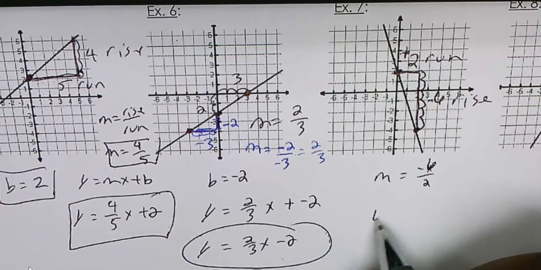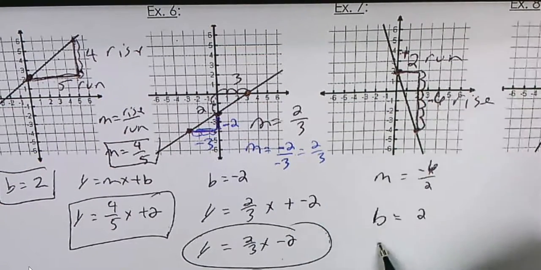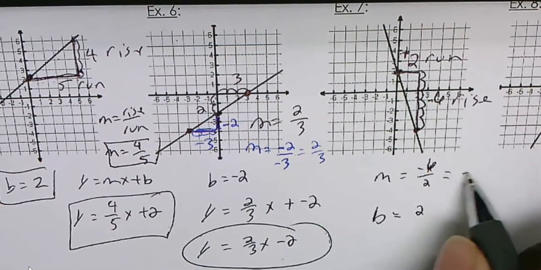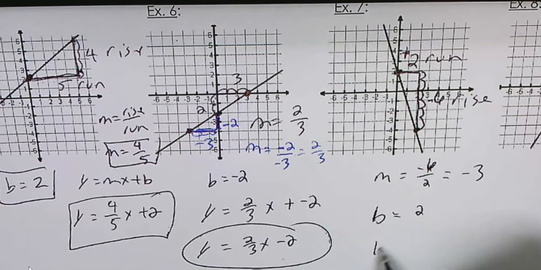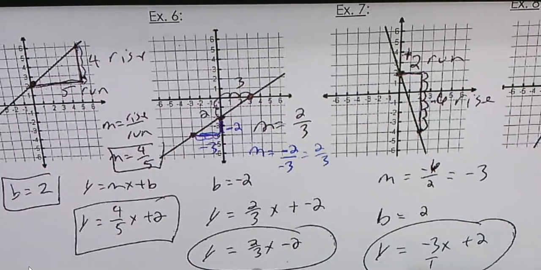My y-intercept, or b, would be 2. So the equation is negative 6 over 2 reduced to be negative 3. So the equation would be y equals negative 3x plus 2. You could call that negative 3 over 1, so you can always see it as a slope. Sometimes you don't see it written as a fraction. Sometimes you just see it written as a number. But it's a good rule to always think about it as a fraction.